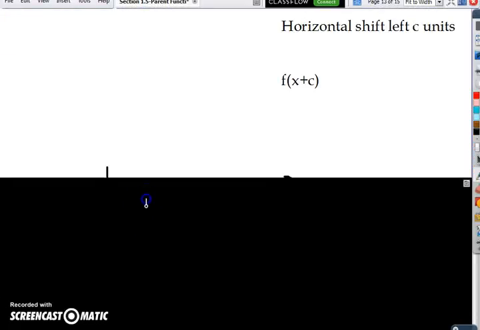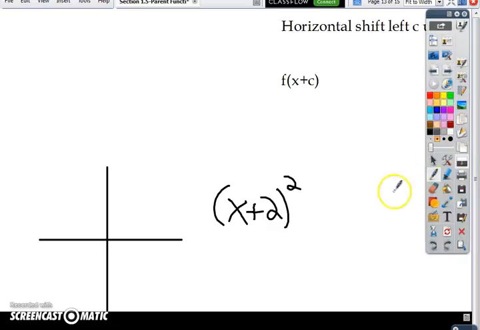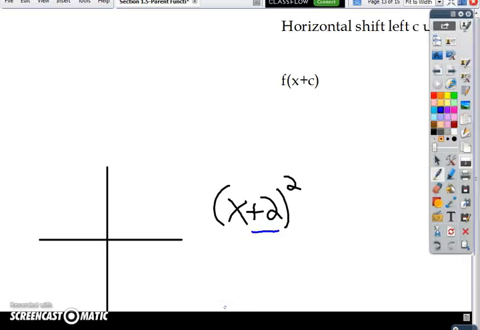Now, I have a horizontal shift left c units. What is that going to look like for me? Well, it looks like this, where you have a plus on the inside. And that's going to take my graph and move it over 2 units to the left.